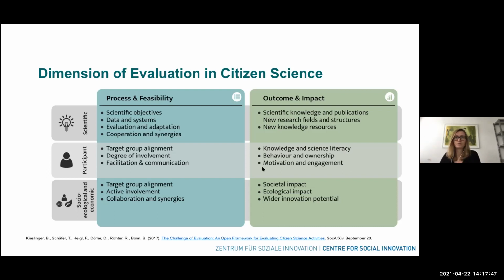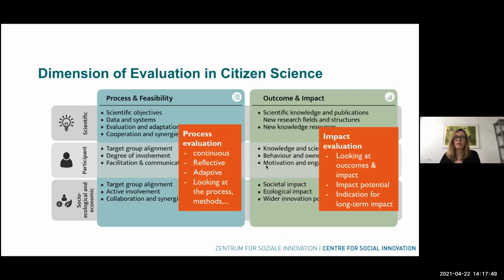To summarize a bit more, the process evaluation can be used as a continuous reflective process during the project, and you may adapt certain strategies in the project when you find out that, for example, communication with your target group does not work well. So you would assess that during the project, and if it's early enough, you can adapt to it and improve it, and maybe fine-tune your methods.